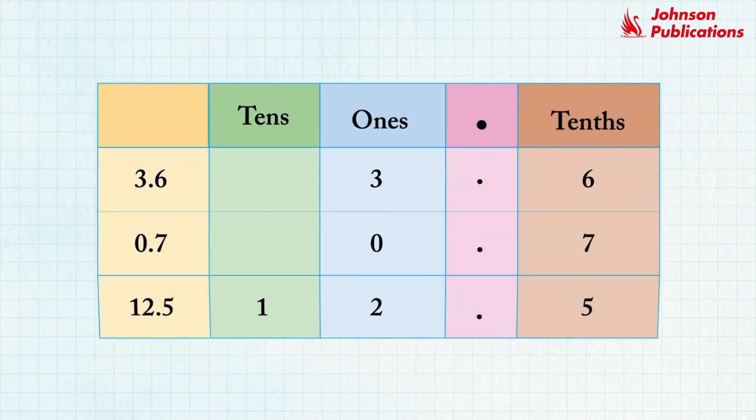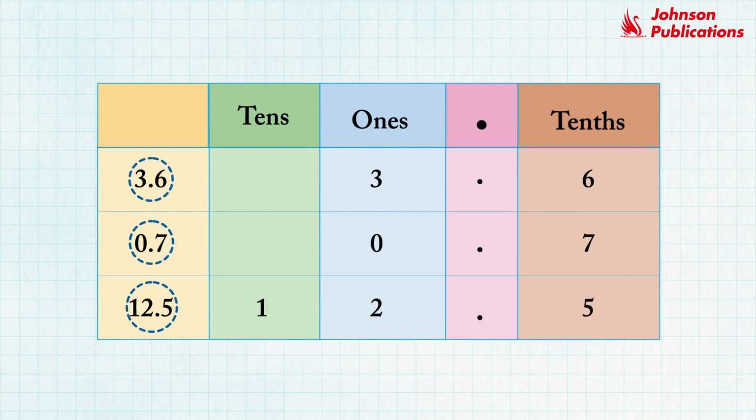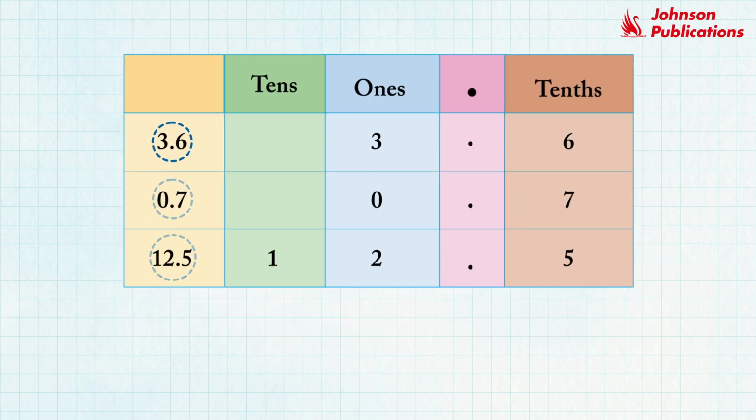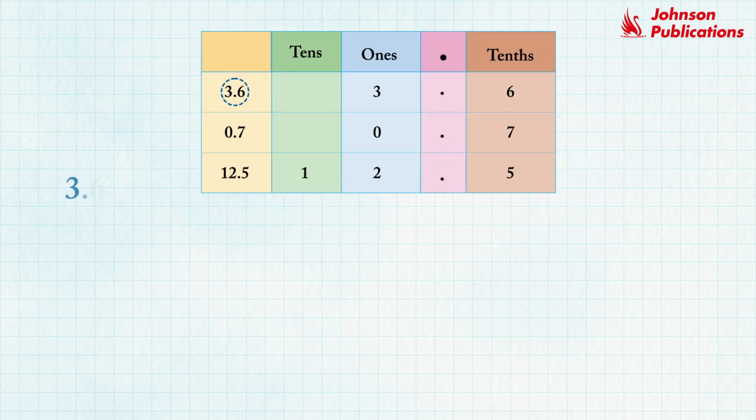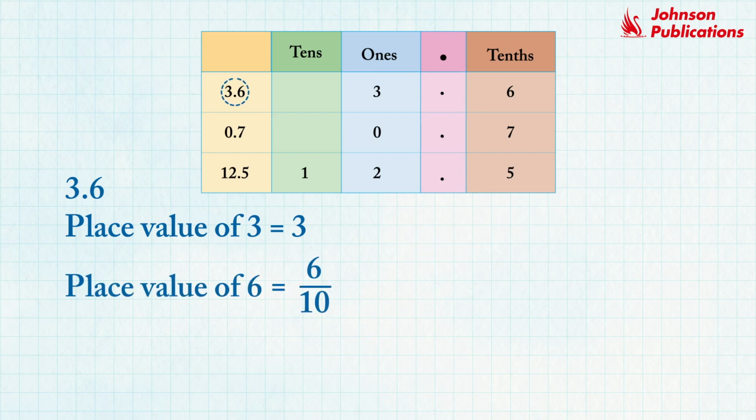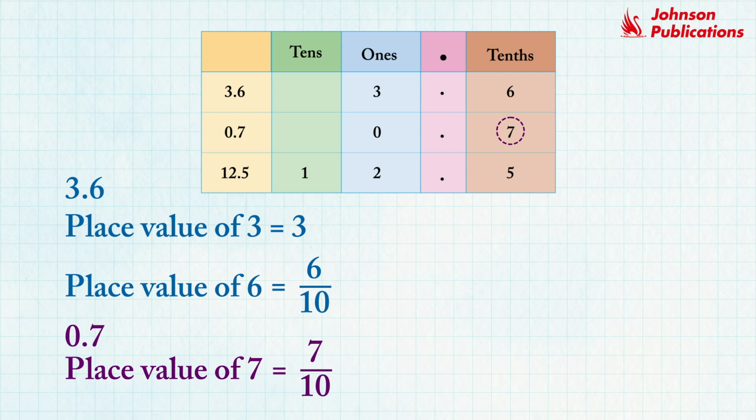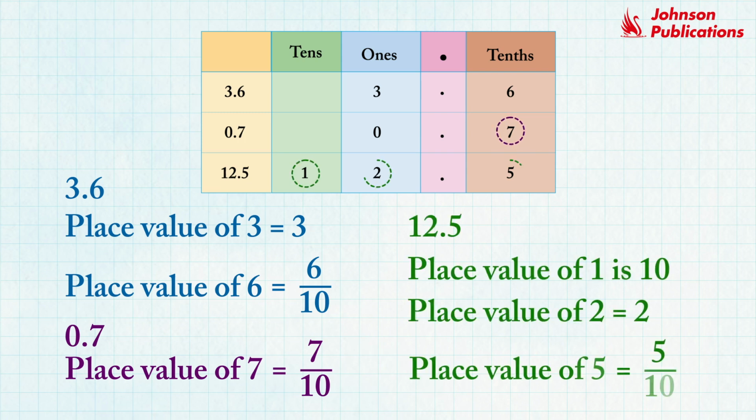Place value of the digits in the decimal numbers. Look at these decimal numbers placed in a place value chart. In 3.6, 3 is at the ones place and 6 is at the tenths place after the decimal point. So, the place value of 3 is 3 and the place value of 6 is 6 by 10. Similarly, the place values of the other decimal numbers are written like this.